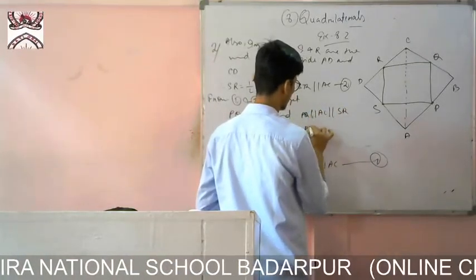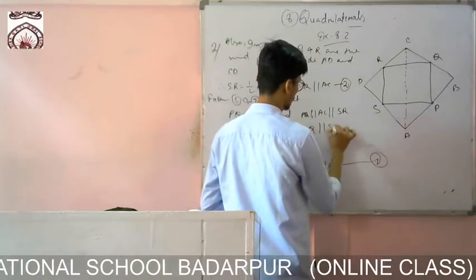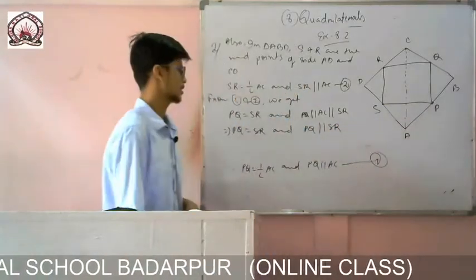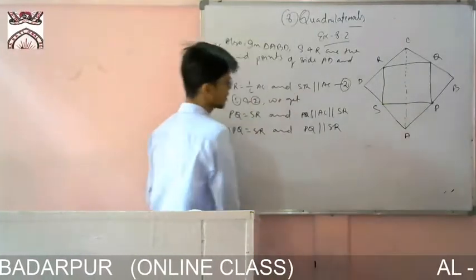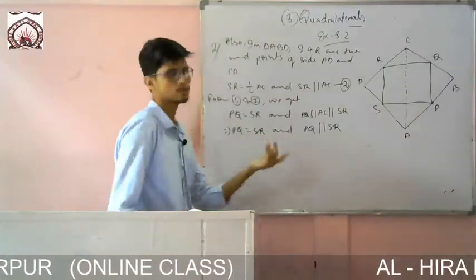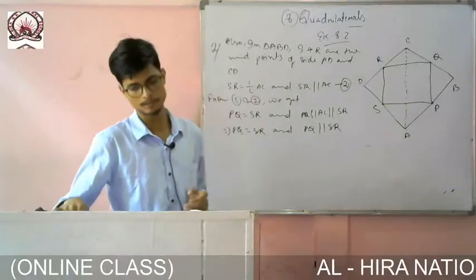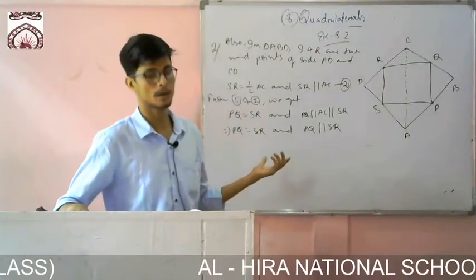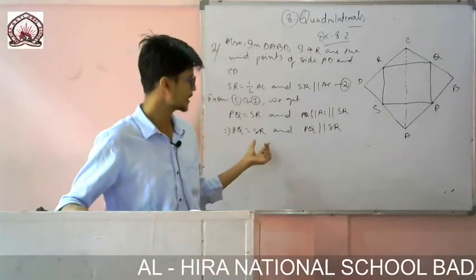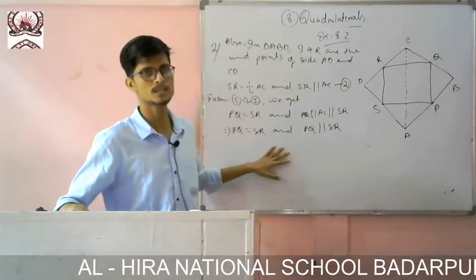Same thing, just I am making it. So PQ is equal to SR and PQ is parallel to SR. So up to this much, in earlier sums also we have done. After doing this, what we have got is that yes, it is a parallelogram. We can prove that it is a parallelogram.